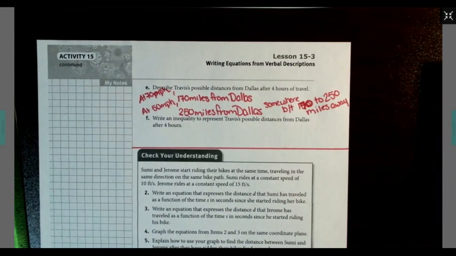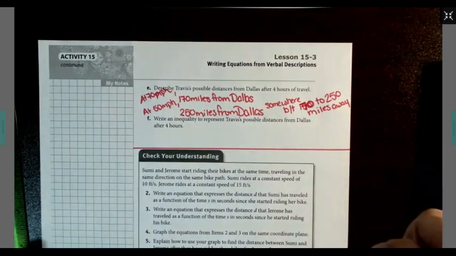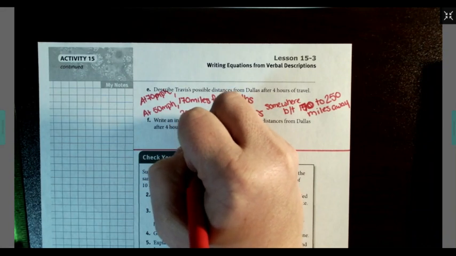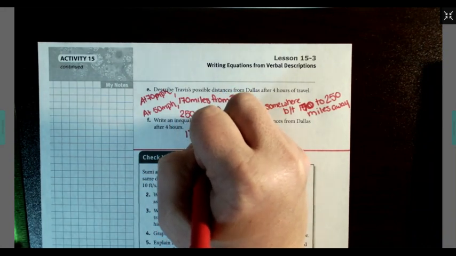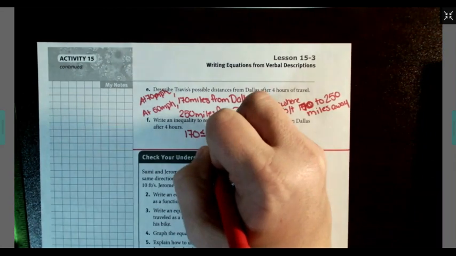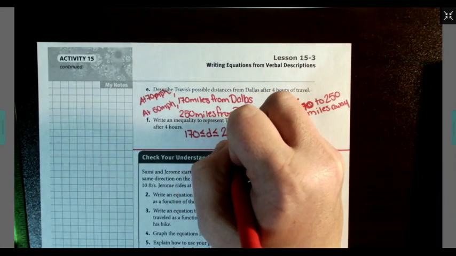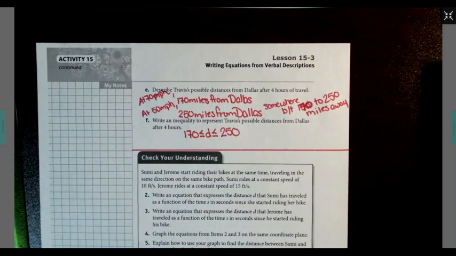Write an inequality to represent Travis's possible distances from Dallas after 4 hours. So we would write this as 170 is less than or equal to D, which is less than or equal to 250. The reason I use D here is because we're talking about our distance, not the number of hours.